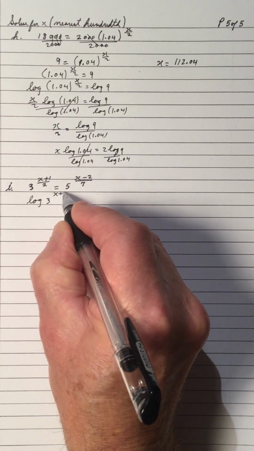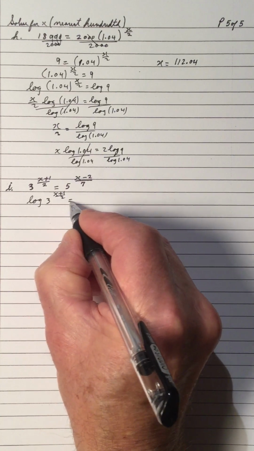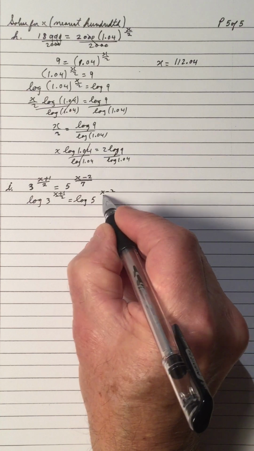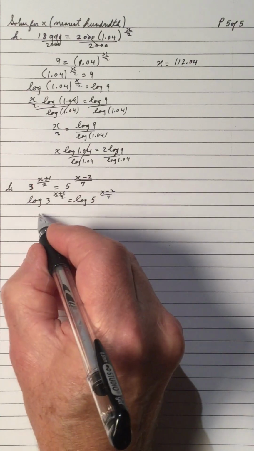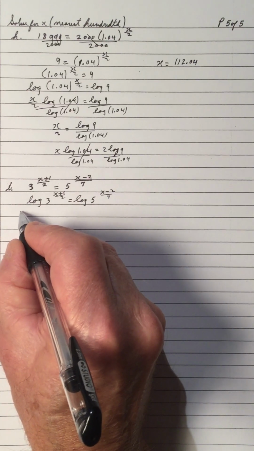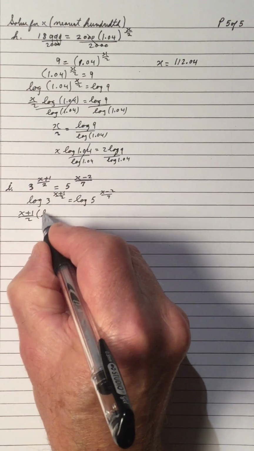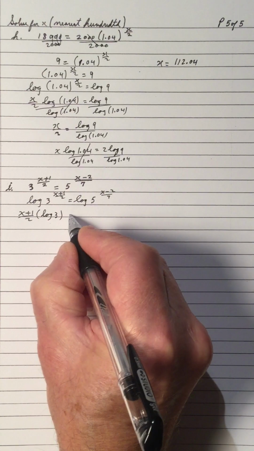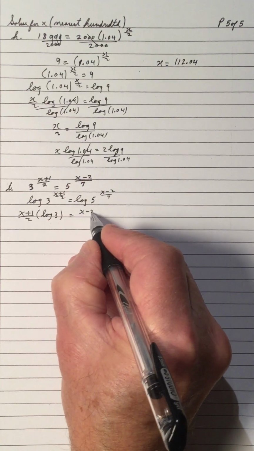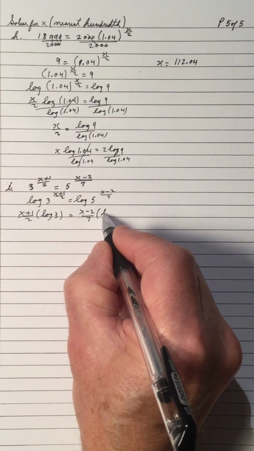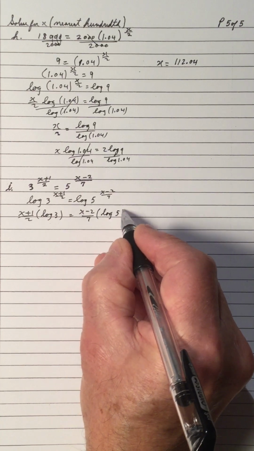Okay, we do the log of each side. That will bring the exponent, where the x is, down in front. So we get x plus 1 over 2 and log 3, and we get x minus 2 over 7, and then that's log 5.